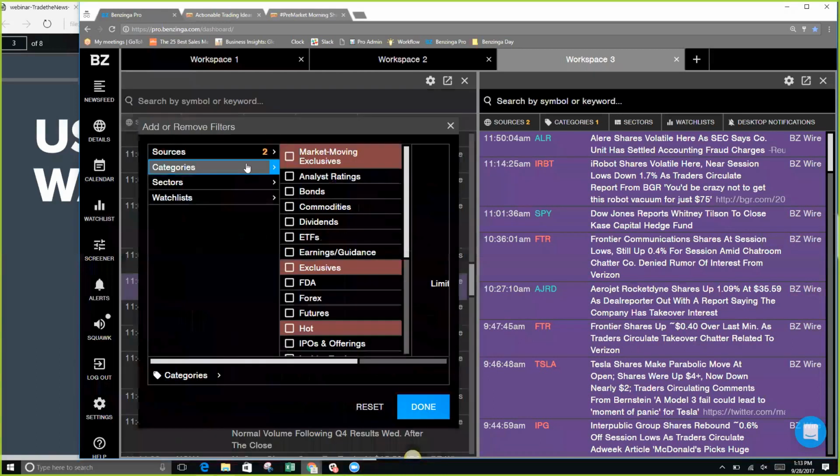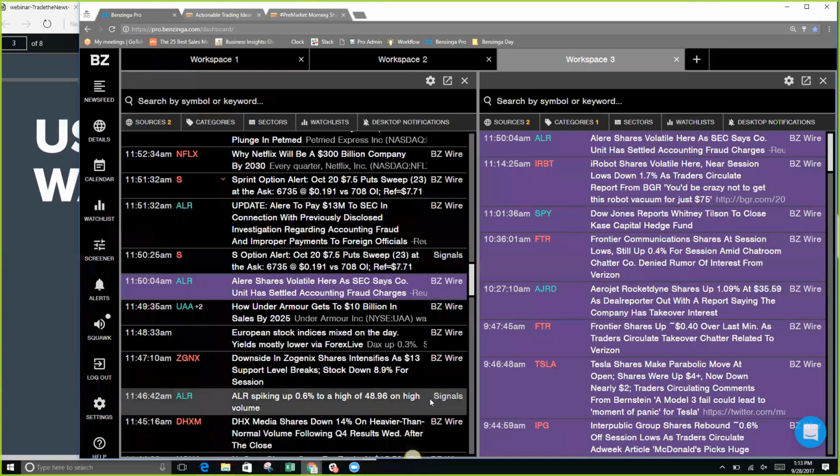And the default, the reason these are coming through red, is going to be the default on your platform to make sure you guys aren't missing any of the exclusive, market moving, or hot content that we're producing over here.